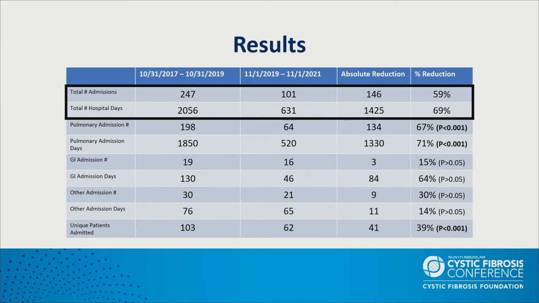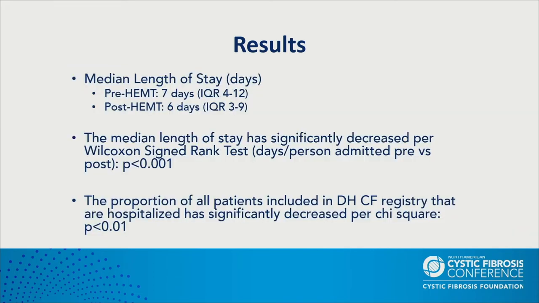And the number of unique patients admitted between the pre-HEMT and post-HEMT cohort, there was an absolute reduction of 41 patients, a 39% reduction, which was also found to be statistically significant. Looking at the median length of stay in days as well, in the pre-HEMT cohort, the median length of stay was 7 days. However, in the post-HEMT cohort, that reduced by 1 day to a stay length of 6 days. The median length of stay was a statistically significant decrease per the Wilcoxon signed rank test, and the proportion of all patients included in the CF registry, so looking at all of the patients in the CF registry that are seen at Dartmouth-Hitchcock, that proportion of hospitalized patients was also significantly decreased.